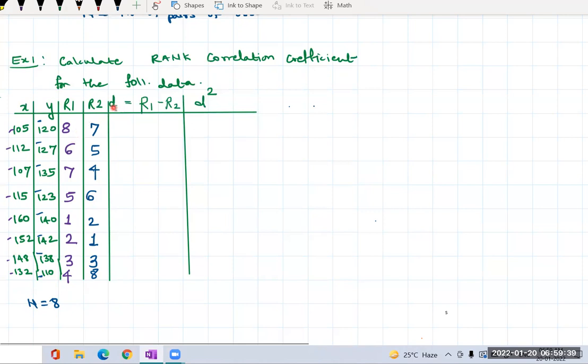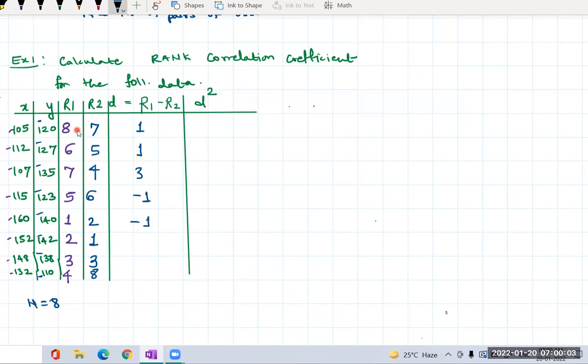Now the next column will be D. D stands for difference. किसमें से difference निकालना है? Obviously rank का difference निकालना है आपको. So D is R1 minus R2. Okay, so subtraction करते जाओ. 8 minus 7 will be 1. 6 minus 5 is 1. 7 minus 4, 3. 5 minus 6 is minus 1.